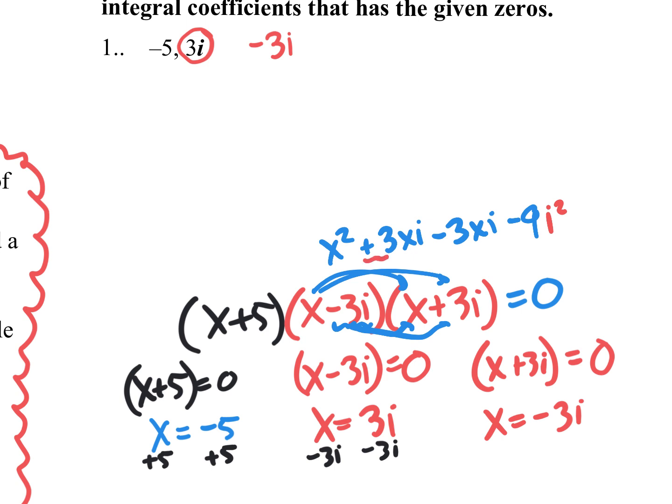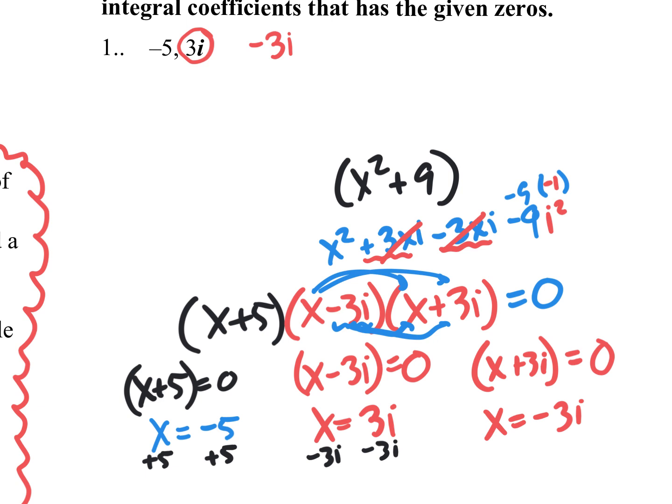So we know that these middle terms are exact opposites. They're going to eliminate. And we know that this is really a negative 9 times negative 1, which is going to give us a positive 9. So what I have up here is really x squared plus 9. Does that make sense?